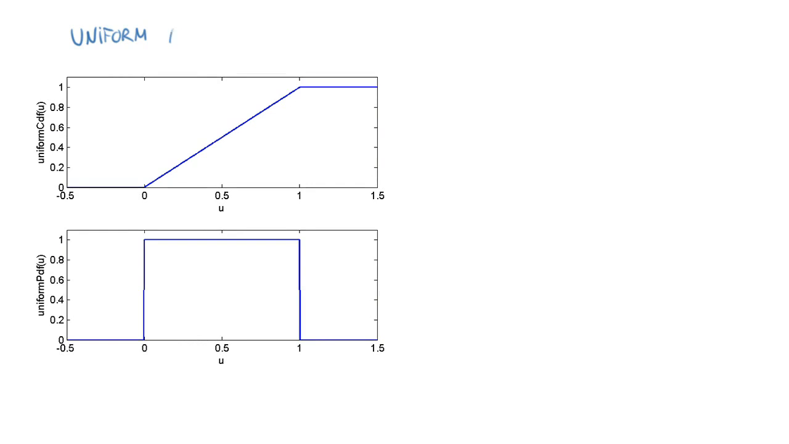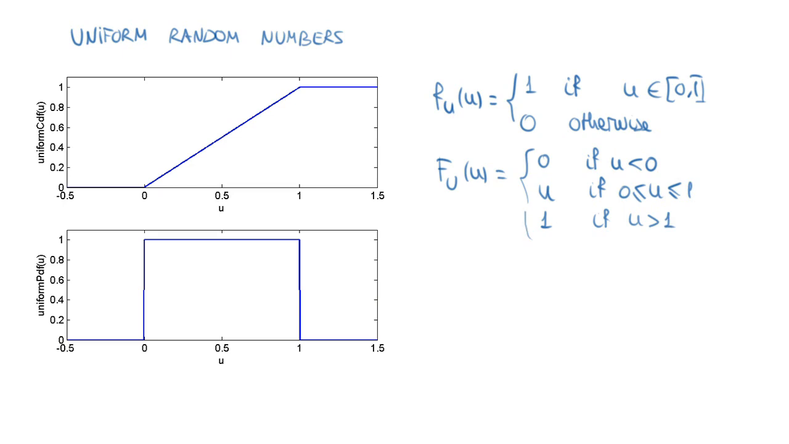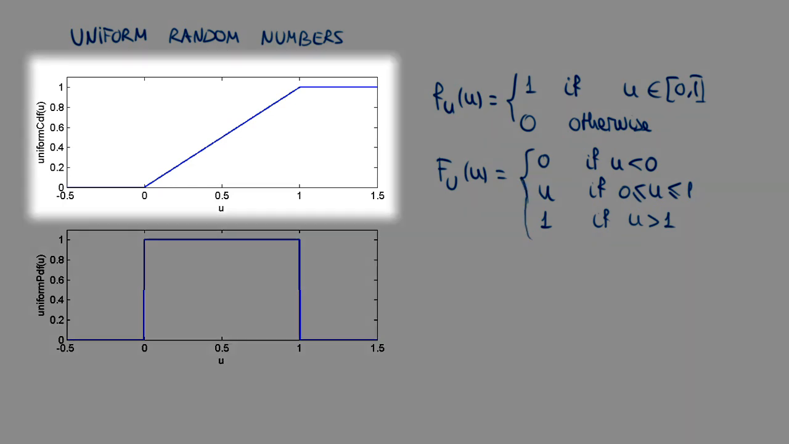For uniform random numbers, the value of the PDF is the following. The PDF is equal to 1 if u is in the interval 0, 1 and 0 otherwise. The CDF at u will be equal to 0 if u is smaller than 0, u if u is between 0 and 1, and 1 if u is larger than 1. So that would be this dependence.